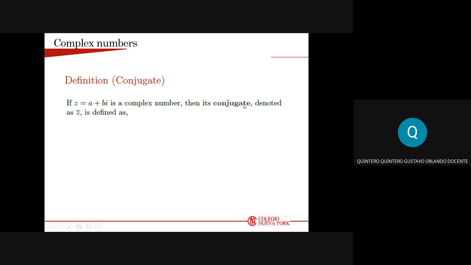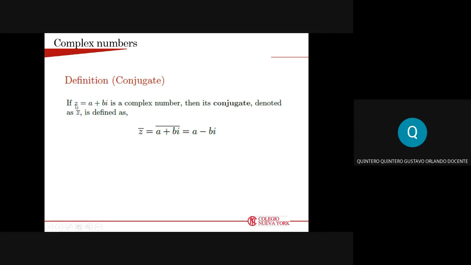Now, what would be the conjugate? All right. First, the conjugate is denoted, which means this is how you write it down. We're not going to use the word conjugate anymore. We're going to use this notation, a little line on top of the number. So if the number is z, the little line on top of it means its conjugate. All right. And it is defined as the same number, but instead of addition, you're going to write subtraction. That is it. That is a conjugate, right?